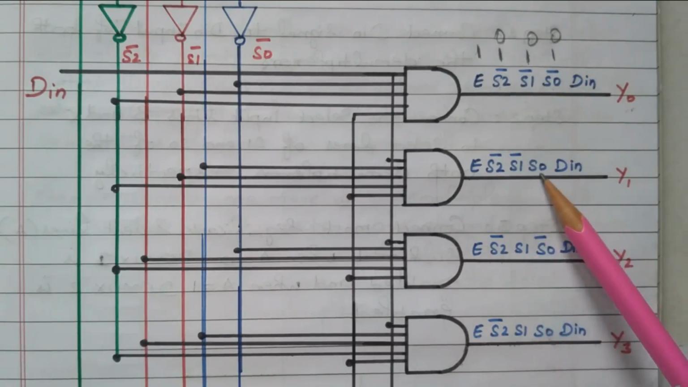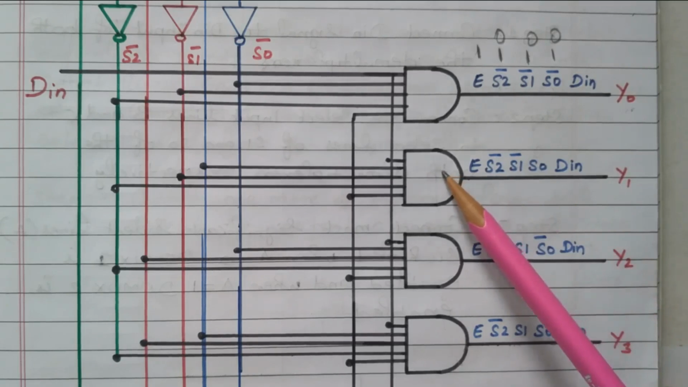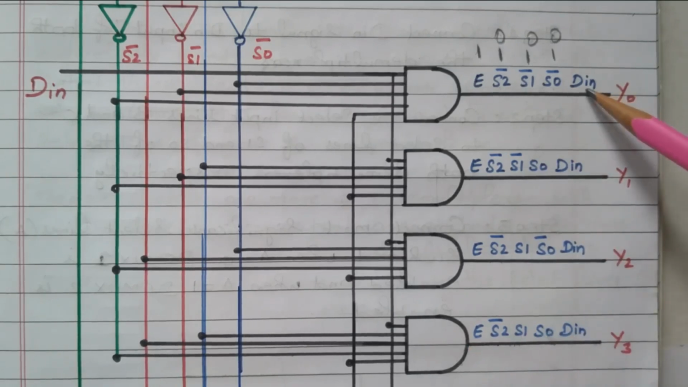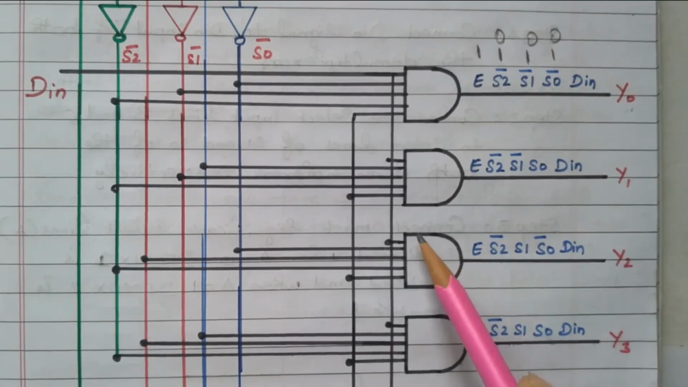See this, due to this S0, this NOT AND gate produces 0 output. Here this S1 is 0, here S1 also 0, S0 also 0. Like that, the remaining AND gates produce only 0 output, right? Only Y0 will produce the output with DN. Similarly, we will go to the remaining combinations.